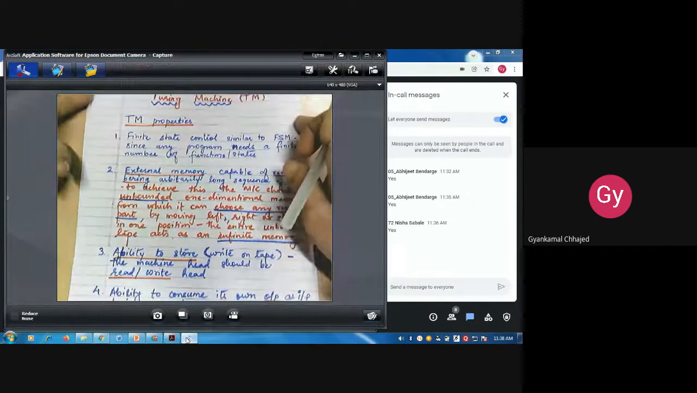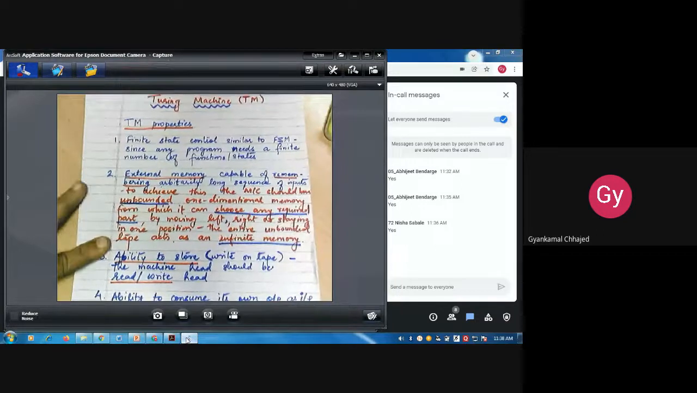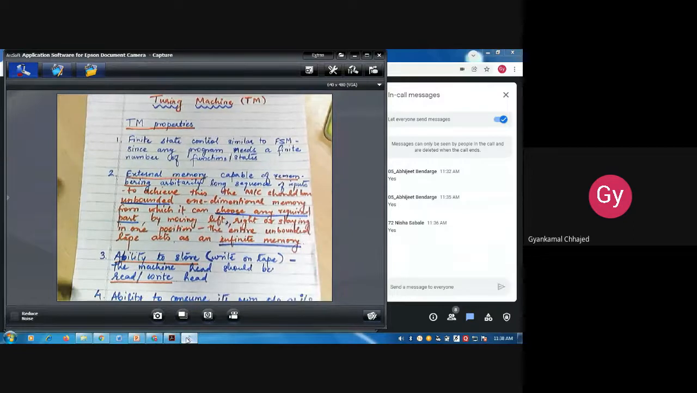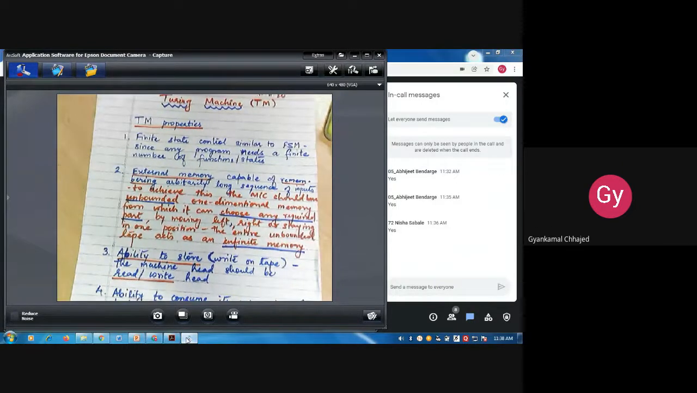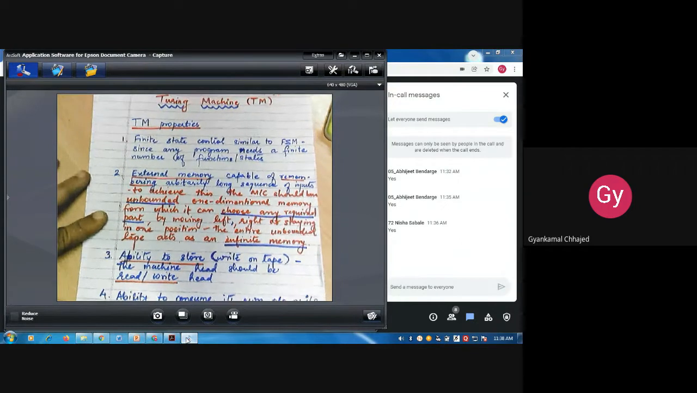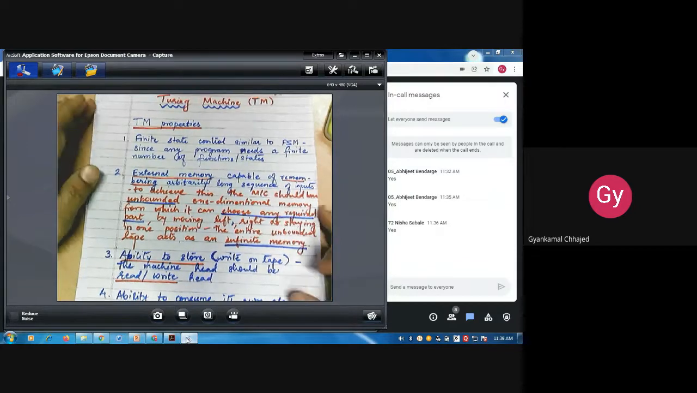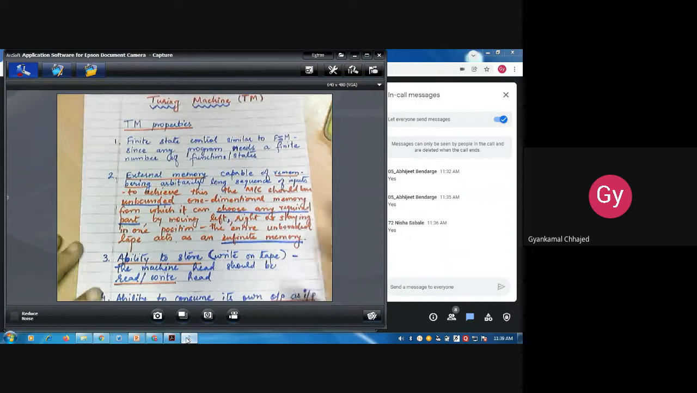So we'll start. So what is a Turing machine? Turing machine is a machine which is named after Alan Turing, who is a great mathematician and the inventor of this machine, who has specified that every computer can be simulated as a Turing machine, and every Turing machine can be represented by a computer program. Problems solved by a Turing machine can be solved by every computer. Okay. So now we'll first look at the properties of Turing machine.